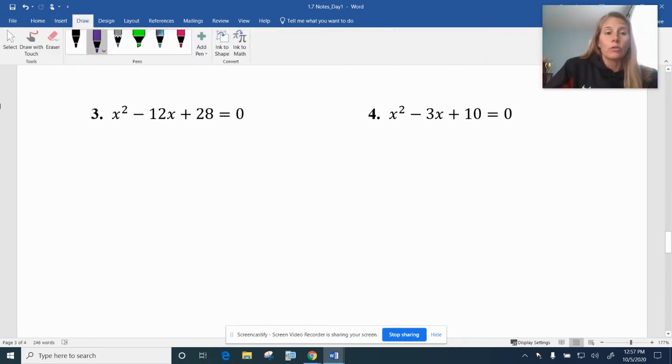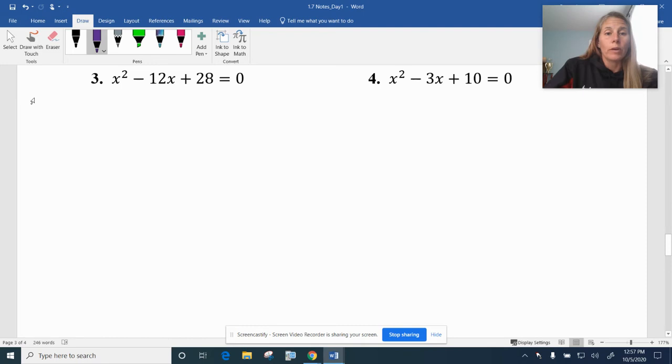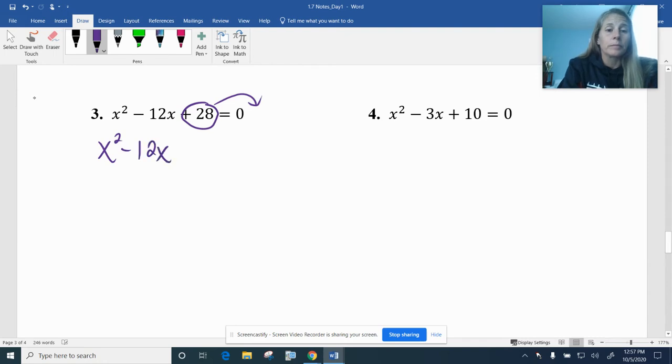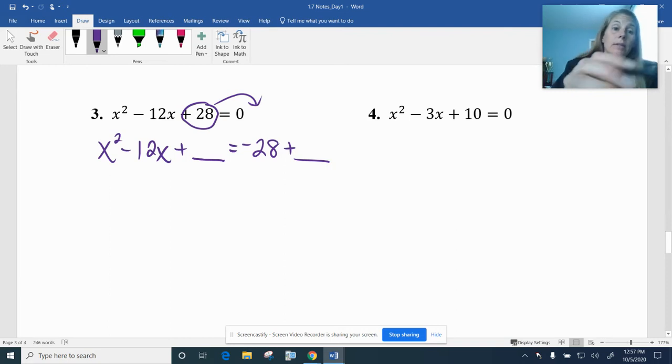Okay, so then the next two questions, following the same pattern here. At this point, you can see we're starting out by taking that C value and moving it over. When you move it over to the other side, it's going to be the opposite sign. Now we have to take that B value, divide it by 2, and square it to get the C value that will make this a perfect square trinomial.